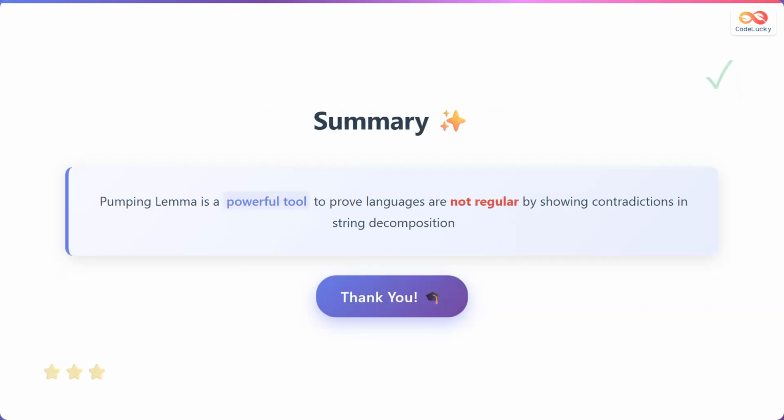In summary, the pumping lemma is a powerful tool to prove that languages are not regular. It does so by demonstrating contradictions in string decomposition.